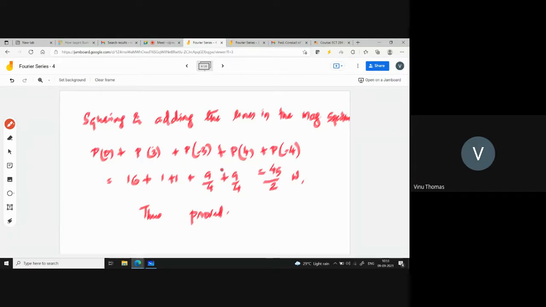This is 3 by 2j, so modulus of that is 3 by 2. So 3 by 2, the whole square is 9 by 4. This also is 9 by 4. And this evaluates to therefore 45 by 2 watts. So thus we have proved the Parseval's theorem.